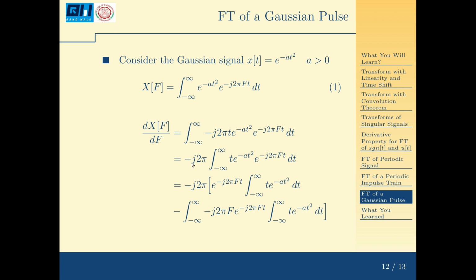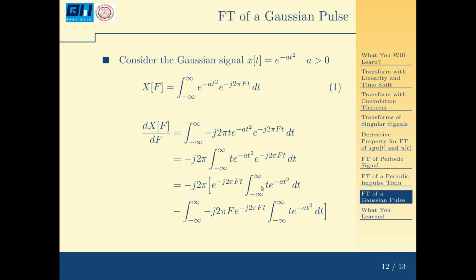So I can take this minus 2 pi j outside, and this becomes the integral from minus infinity to infinity of t e raised to minus a t squared e raised to minus j 2 pi ft dt. Now this integration can be done by parts, that is minus j 2 pi into, I take e raised to minus j 2 pi ft as the first function, so it is first function into integral of the second, that is integral of t e raised to minus a t squared. So I take e raised to minus j 2 pi ft as the first function and t e raised to minus a t squared as the second function.